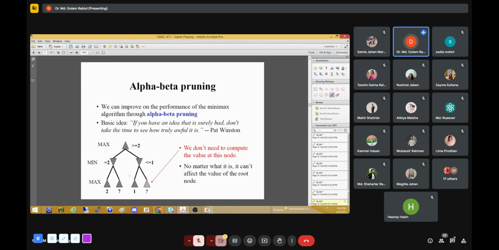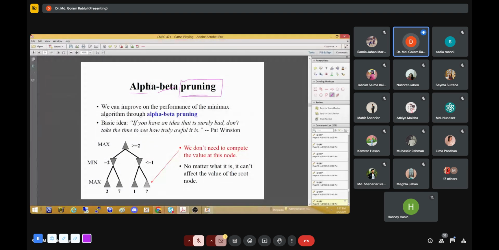Now, how to improve our minimax algorithm? For the improvement, one procedure is called alpha beta pruning. I think you know pruning. Pruning means a part of the tree we have to cut off. We will not explore that part. That's called pruning, and alpha beta is the procedure for that. So we can improve the efficiency of our minimax algorithm using alpha beta pruning.